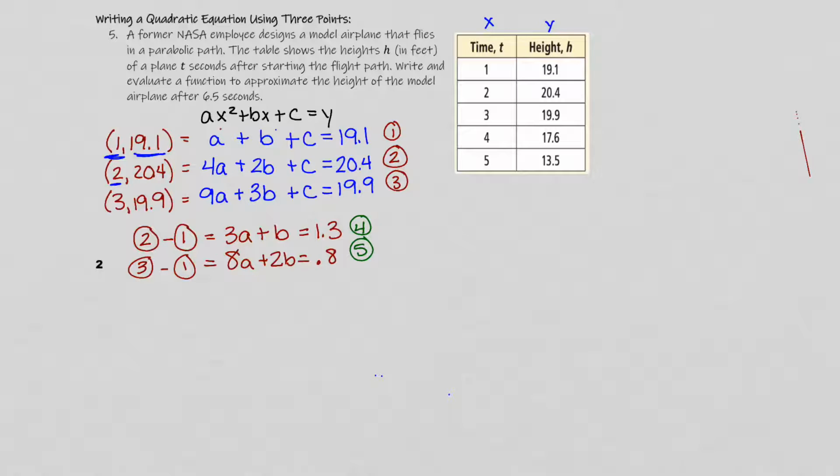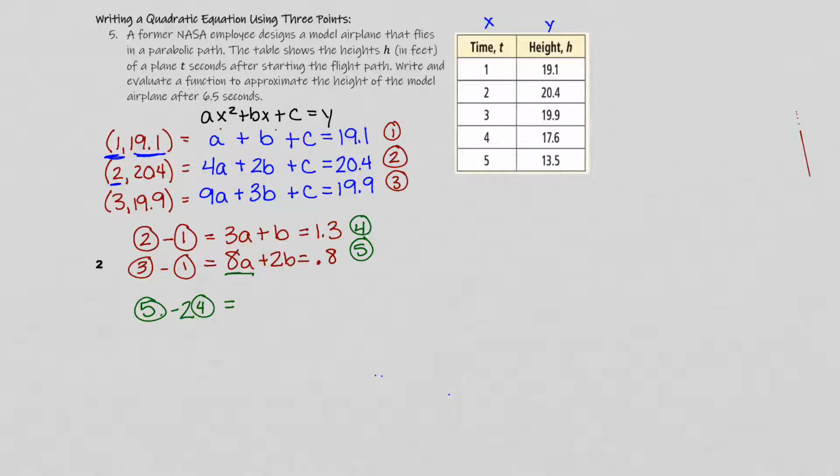All right. Now I need to get rid of a variable again. So I can see that my b's are going to be a little easier to get rid of. If I take equation 5, which has a positive 2b, then I want equation 4 to have a negative 2b, okay? So I'm going to subtract 2 times equation 4, okay? I wrote equation 3, I'm so sorry, but this was equation 5, okay?